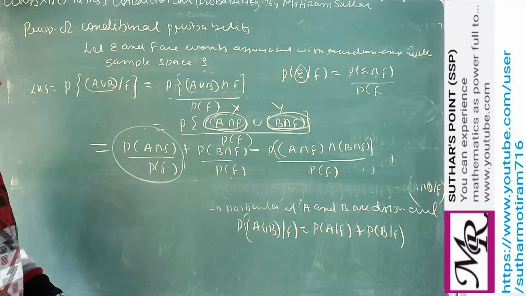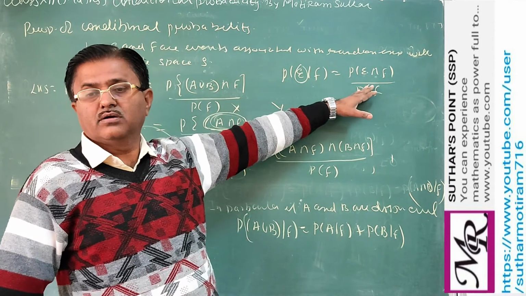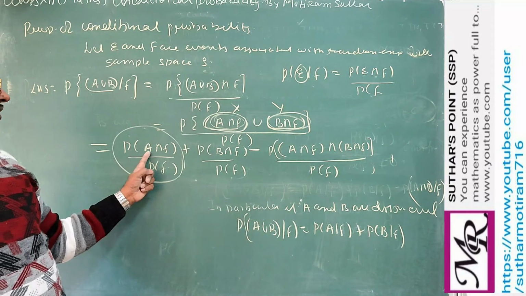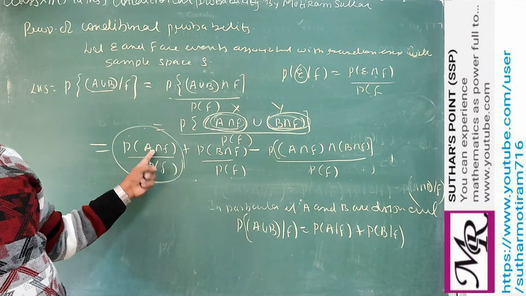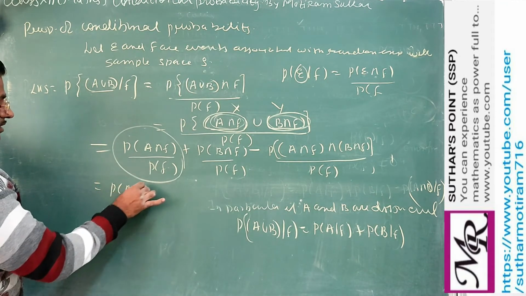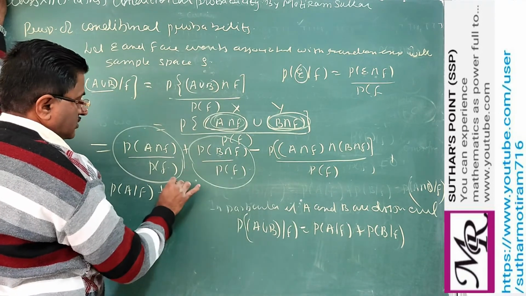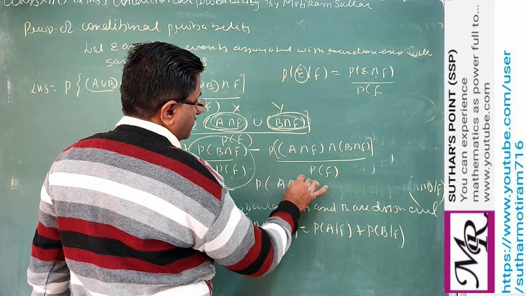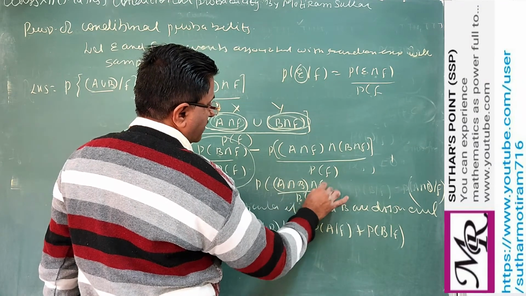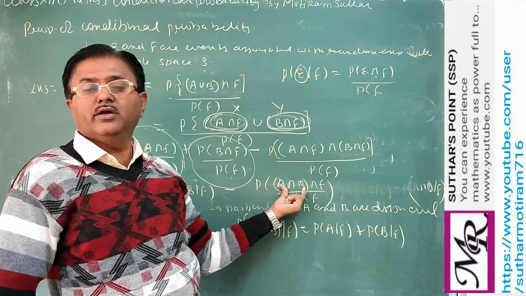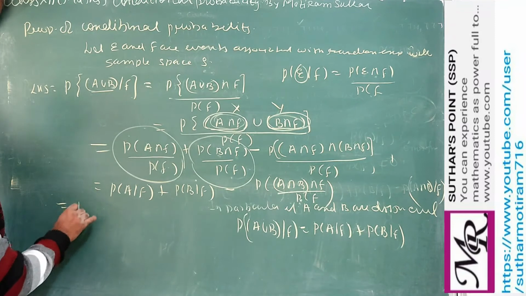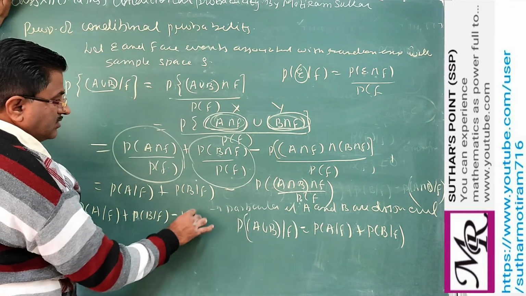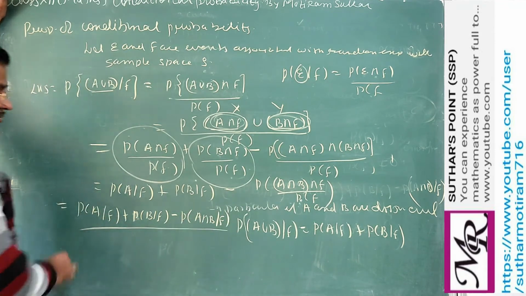So we get the formula again. This can be taken in reverse order. If it is given P(E intersection F) upon P(F), we write this. So here, P(A intersection F) upon P(F), the probability of A when F has already happened. So the first term can be written as P(A | F). Similarly, the probability of B when F has happened, minus P(A intersection B intersection F) upon P(F). Again, here we replace E as A intersection B. So this can be written as P(A | F) plus P(B | F) minus P(A intersection B | F). That is what we wanted to prove.